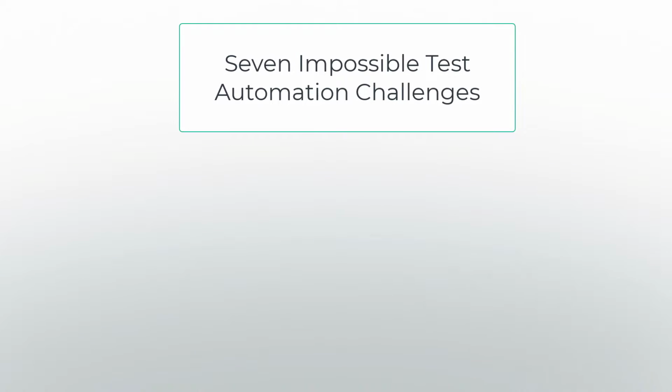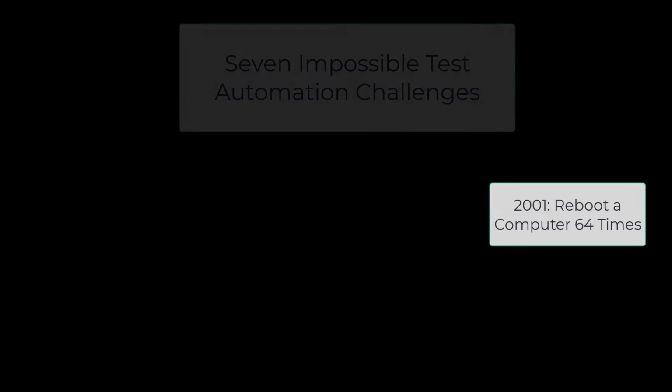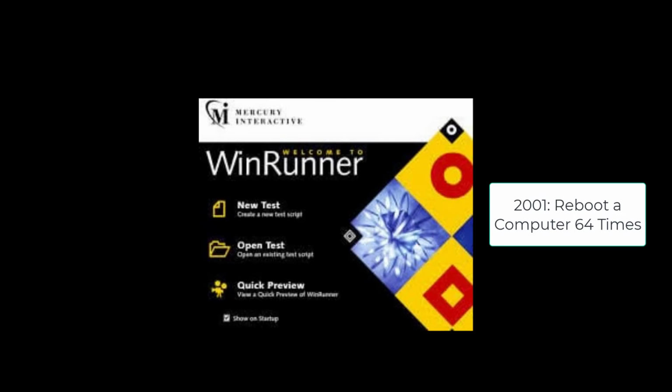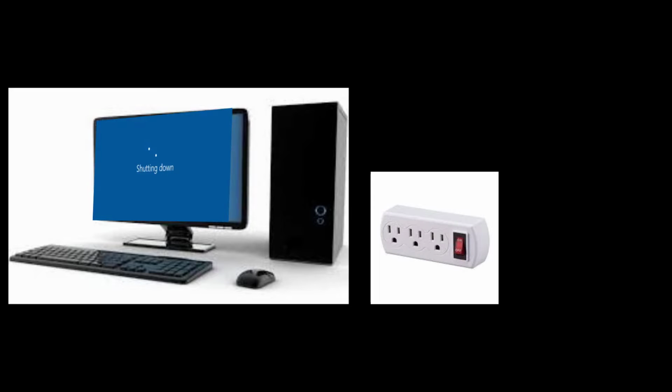Today I'm going to be showing you 7 impossible test automation challenges I've done over the last 20 years. We're going to start off with 2001, rebooting a computer 64 times. I did that with WinRunner from Mercury Interactive, which was C++ at the time.